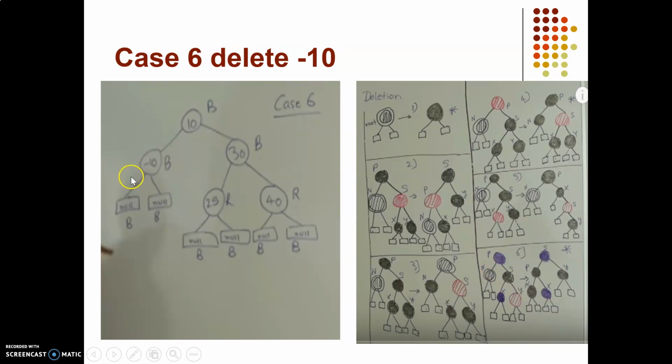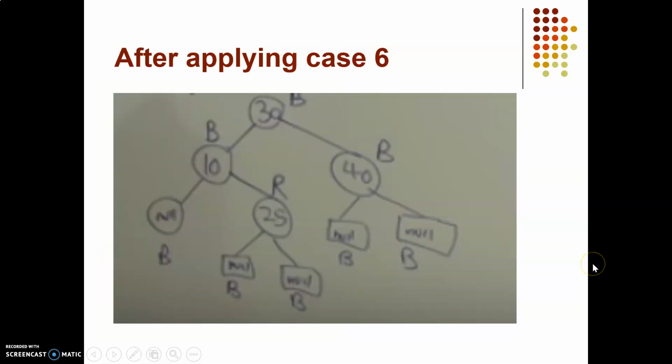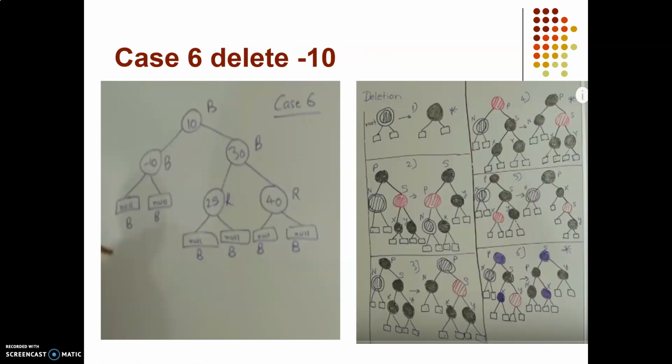And then you have to change the color. Bring 10 down, bring this 30 above, and subsequently this will come up, and you have to change the color according to these nodes. So this will be my final tree by applying this case. I have just used this case, changed the color according to this particular rule, and done the rotation based on this particular rule.